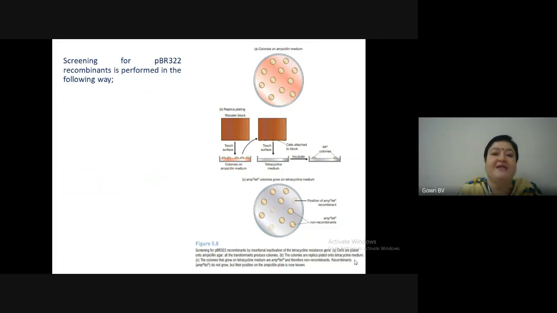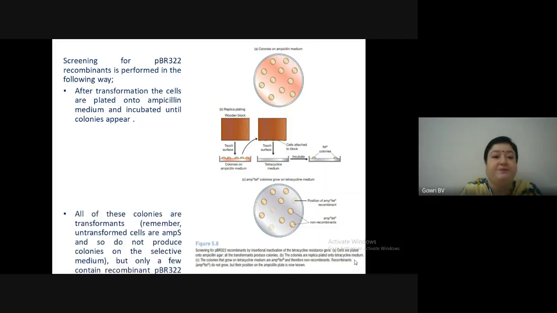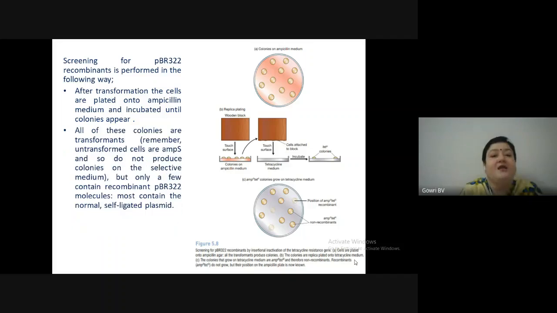Come to the left hand side for the description. Screening for pBR322 recombinants is performed in the following way. After transformation, the cells are plated onto ampicillin medium and incubated until the colonies appear. All of these colonies are transformants. Remember, untransformed cells are ampicillin sensitive and do not produce colonies on the selected medium. What I mean is, pBR322 is an artificial plasmid. Only if transformation has happened will the host cell grow.